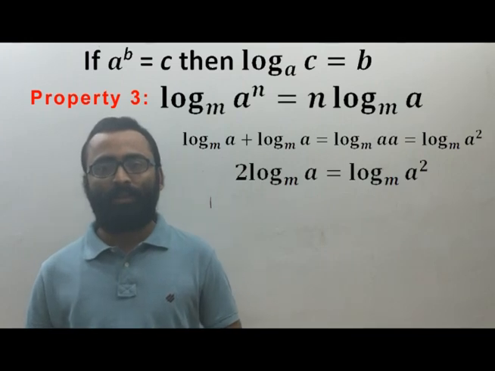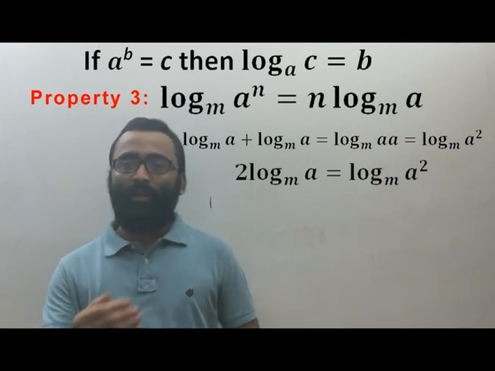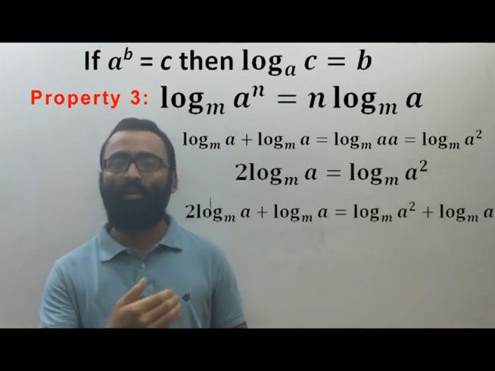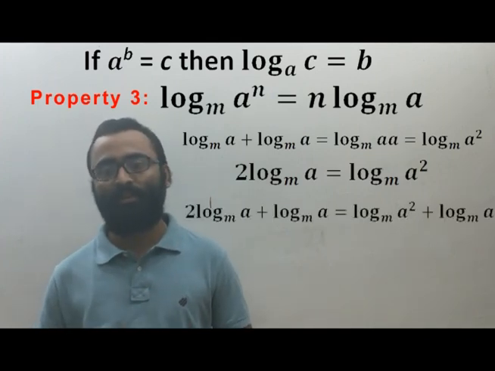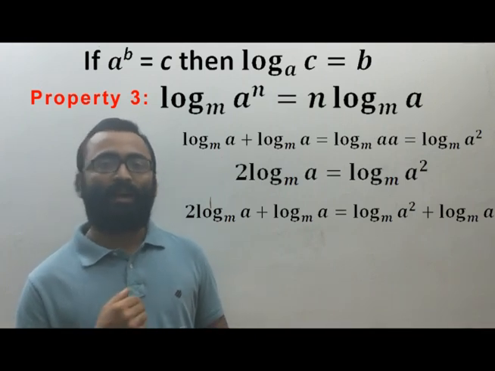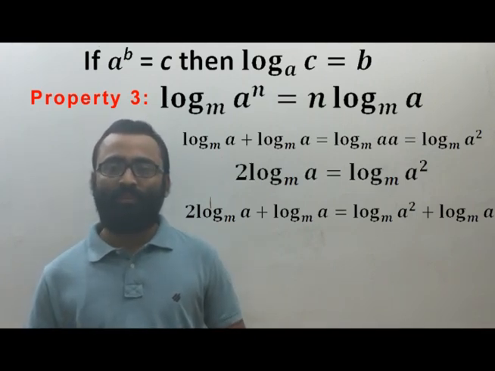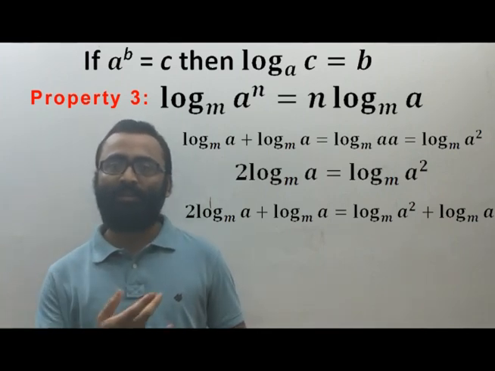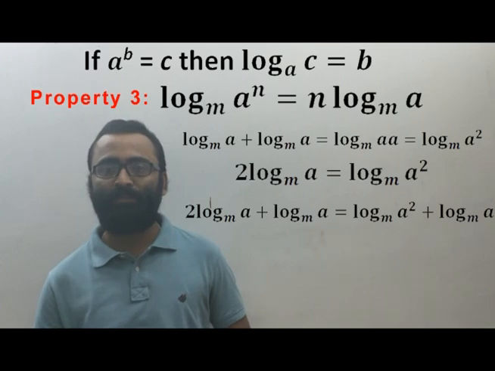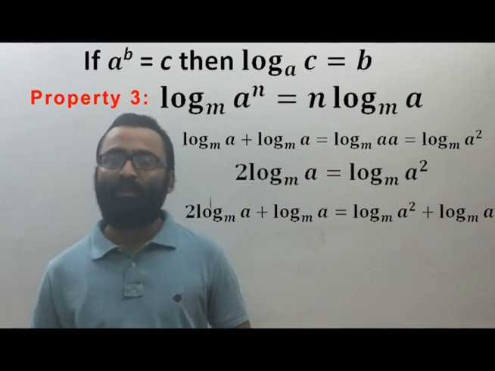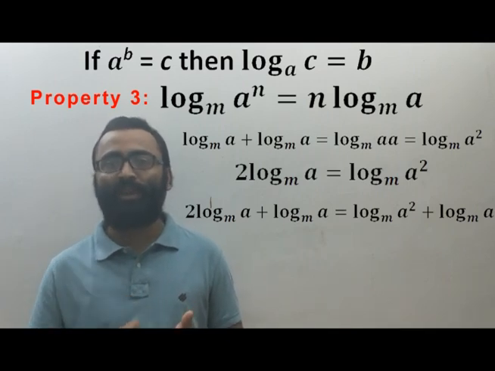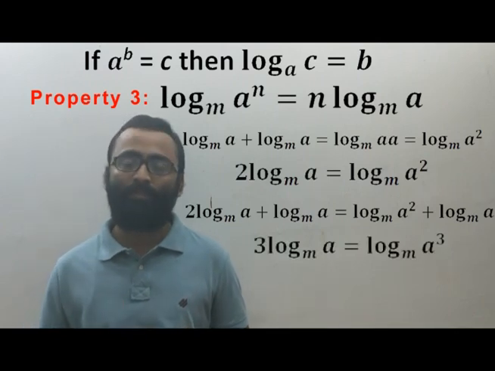Right? Now add log of a both sides. Okay? Add log of a with base m both sides. Now what will be the right hand side? You see, apply the first property again. There is addition, bases are same, so it will get multiplied. So it will be what? Log of a square into a. That means log of a cube with base m.